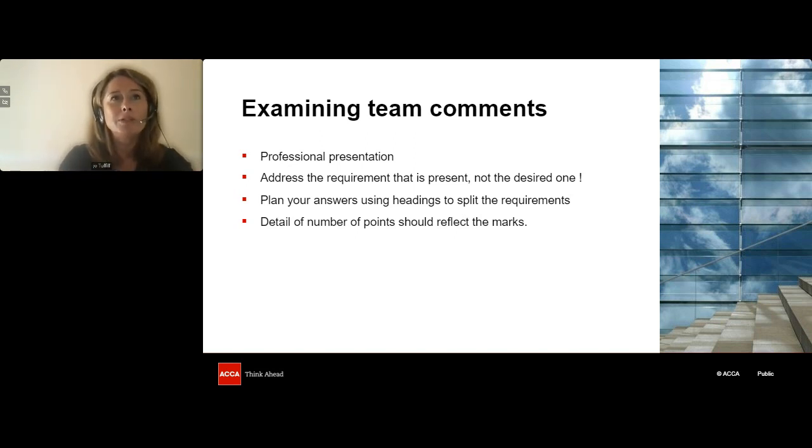So that means planning your answers using headings to split the requirements. In a recent Grapham company question that we just had a look at, the written requirement was: discuss the views of the directors and both the small and large shareholders in relation to the new project and its financing. That had three requirements: the directors, the small, and the large shareholders. So you had to address three points. Therefore, you would use headings, directors, small, large, and spread your marks, and you're more likely to get the full marks because you're addressing all three requirements. You do need to detail the number of points that reflect the marks. So if there's a 6-mark question, we need 6 detailed sentences to get those marks.